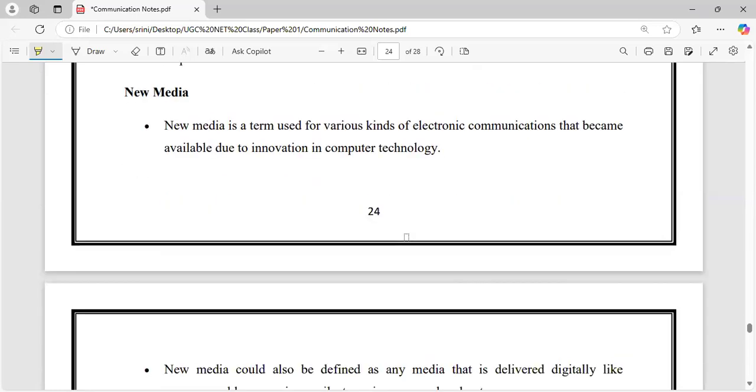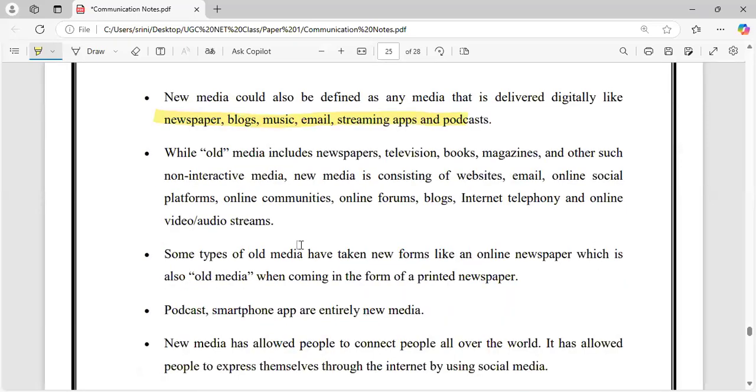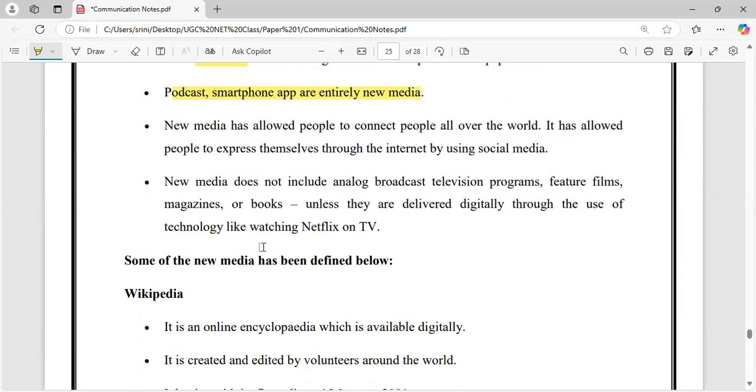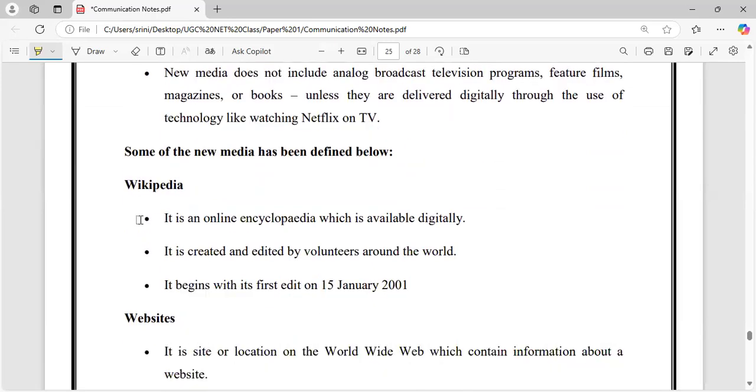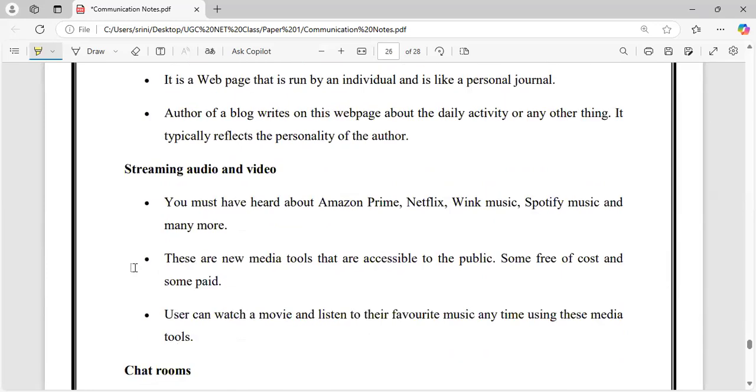And then new media again, it's a kind of electronic communication that became available due to innovation in computer technology. We can call it newspapers, blogs, music, email, streaming apps, and podcasts. Nowadays, the online paper, which is old media, podcasts, and smartphone applications are entirely new media. Some of the new media here are Wikipedia, websites, blogs, and streaming audio and video like Spotify.